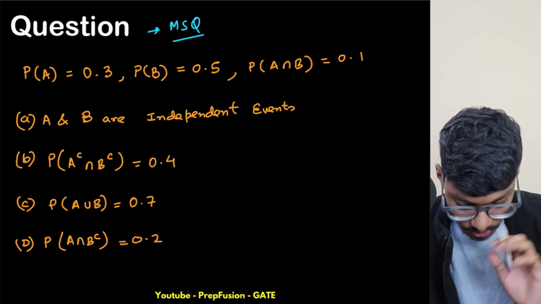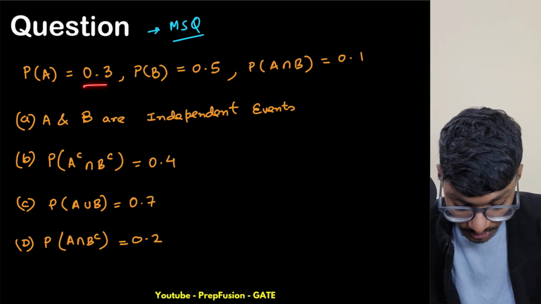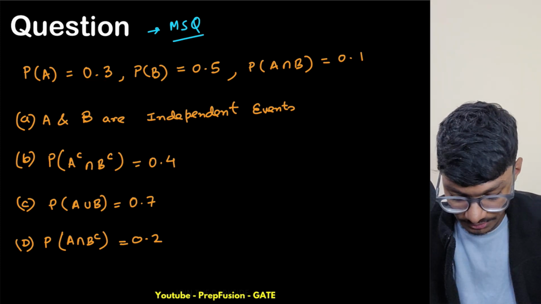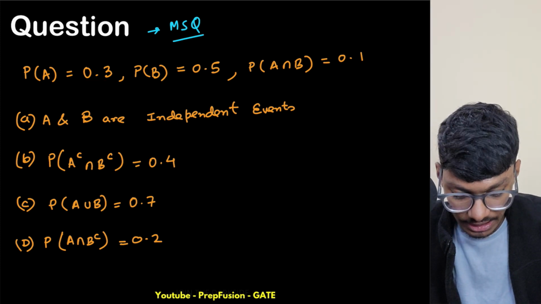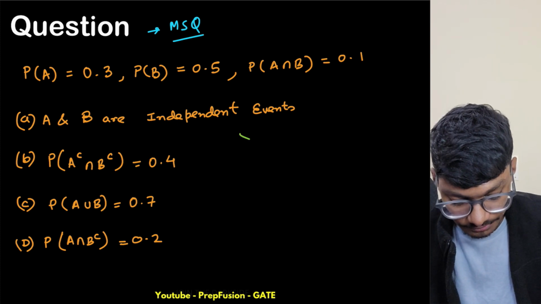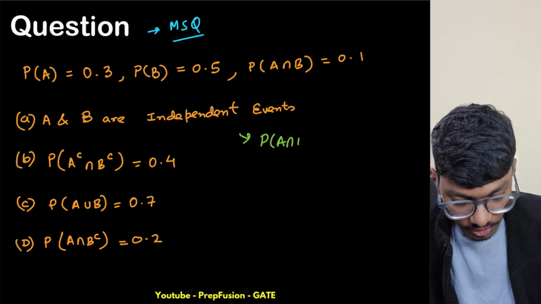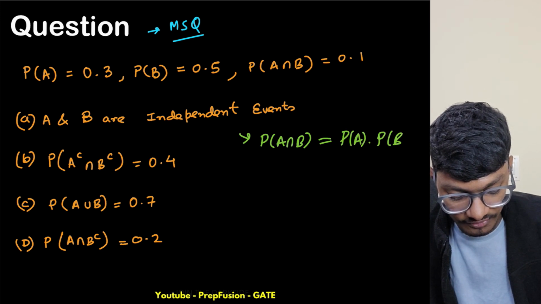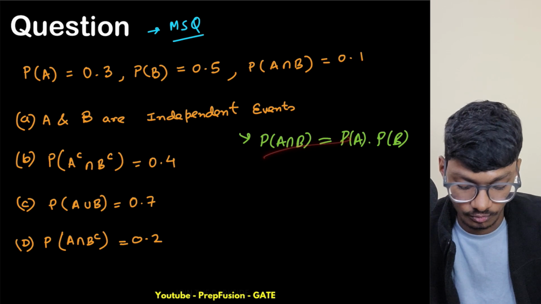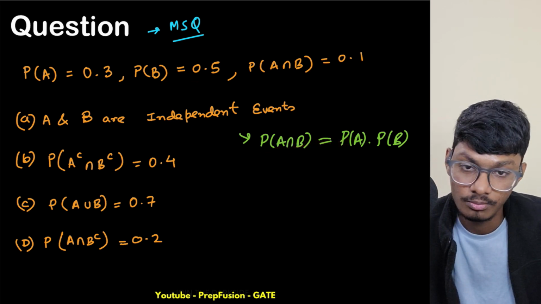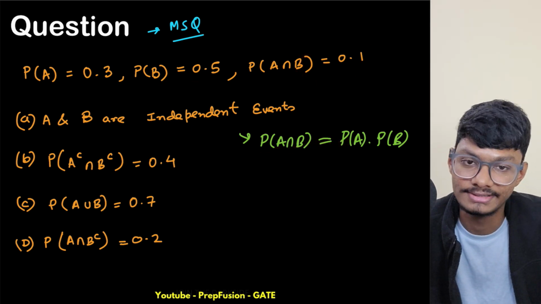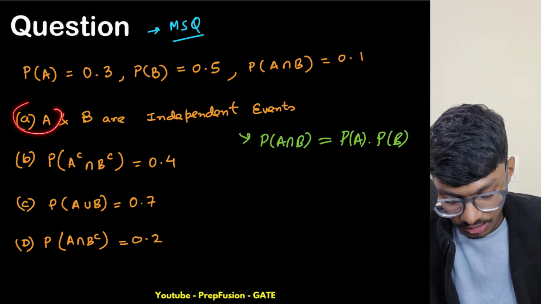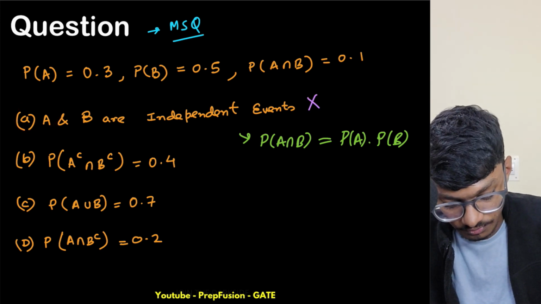Is it possible? Simple, you just multiply. What do we mean by independent? If A and B are independent, that means the probability of A intersection B should be equal to the probability of A times the probability of B. Is it true? Simply multiply these two, you get 0.15, and here A intersection B is given as 0.1. So obviously this is not true.